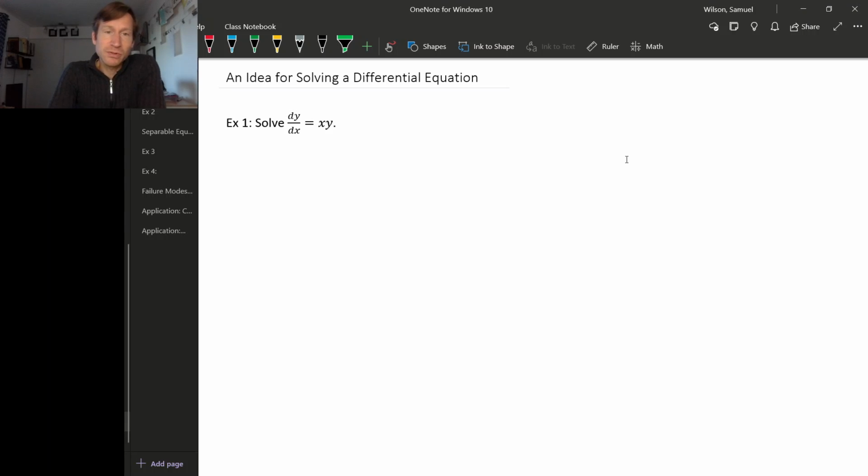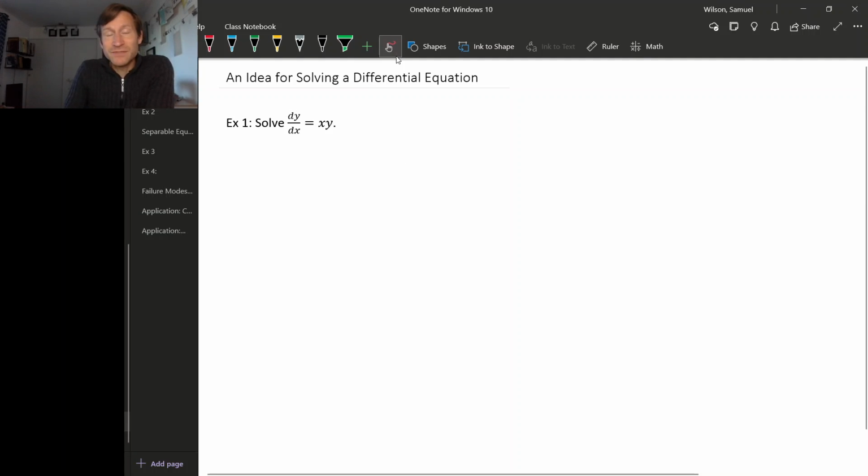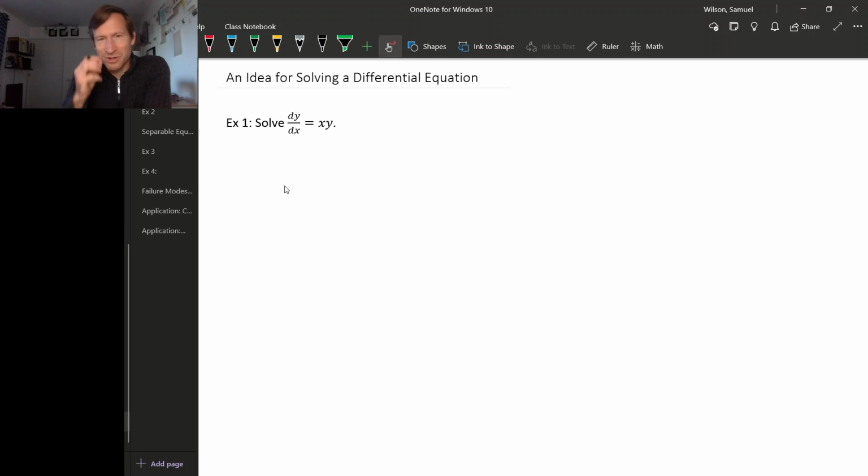So here's an example. Let's see if we can solve the equation dy/dx equals x times y. The reason this is so difficult to guess a solution to is because the way this equation is describing our unknown function y is just kind of complicated, since y and its derivative are mixed together in this equation. So we're looking for some function whose derivative is equal to x times the original function. That's just kind of an awkward description of a function.